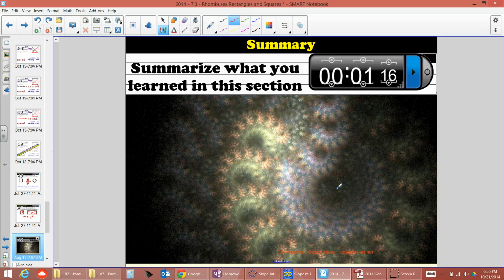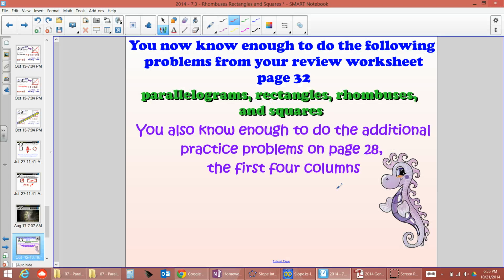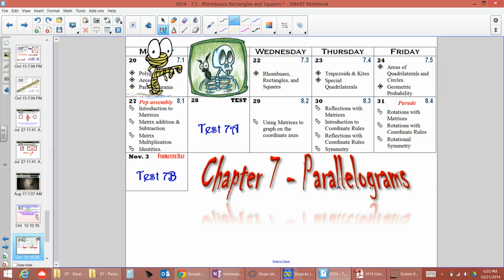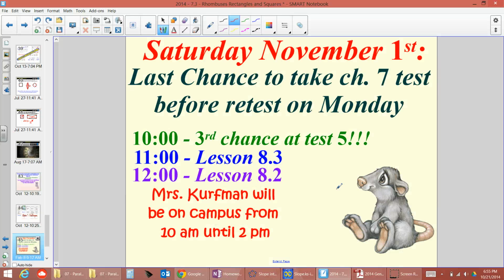Summarize what you learned in this section. Okay, let's talk about what else is going on here. You know enough to do the following problems from your review worksheet, page 32. You can do all those about parallelograms, rectangles, rhombuses, and squares. You also know enough to do the additional practice problems on 28. You also can start working on the additional example problems.